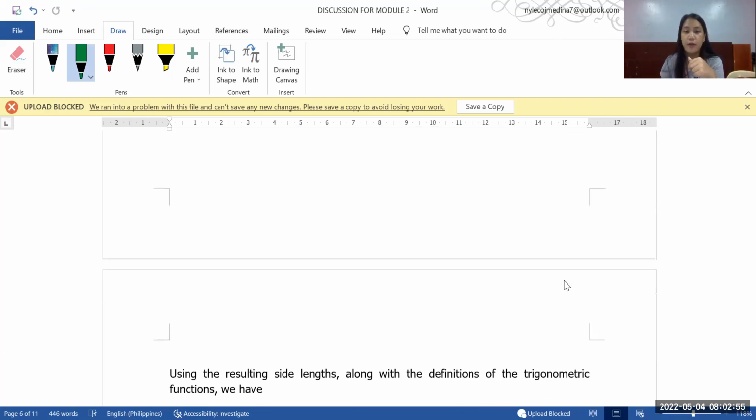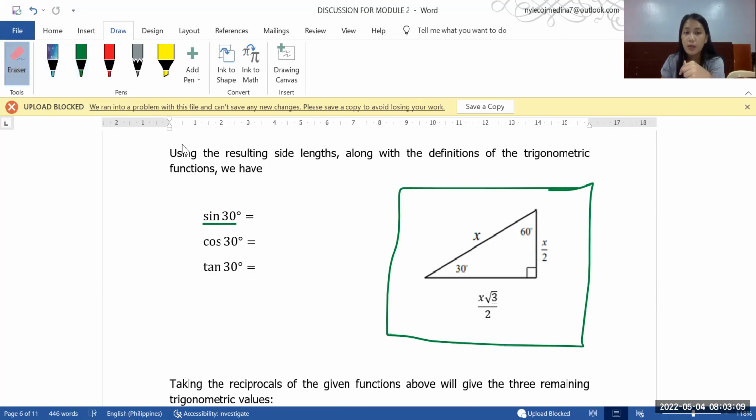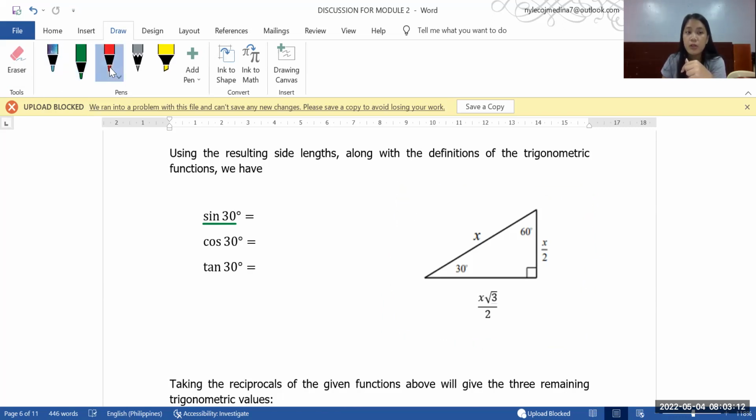values of trigonometric functions. So for example, you're going to find for the value of sine 30. So imagine or say that this is your triangle. Sa paghanap ni sine 30, the first na gagawin is to find the 30 degrees. So this is your 30 degrees. Now this x here is your hypotenuse. Katabi nga side is your adjacent. And yung natitirang side, that's your opposite.